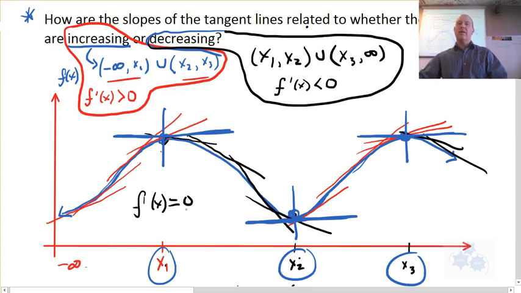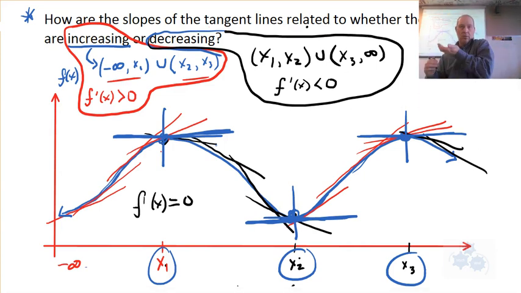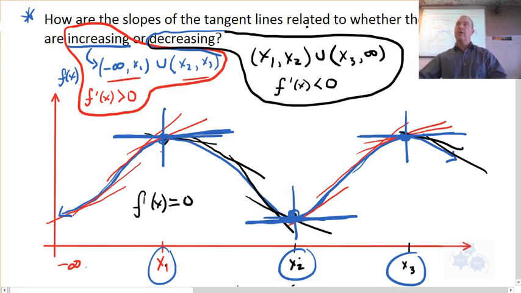F prime of x equals 0. That means that we have a 0 slope, and those would represent, in this case, maximum points or minimum points of the graph. And they would also represent the points where the function changes from increasing to decreasing.